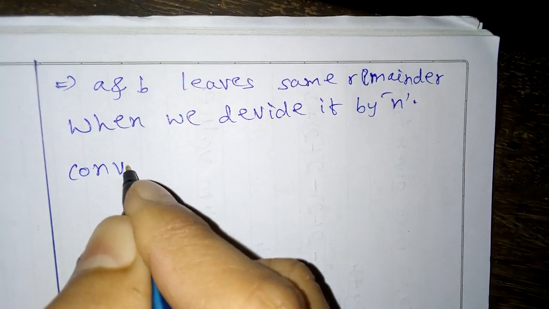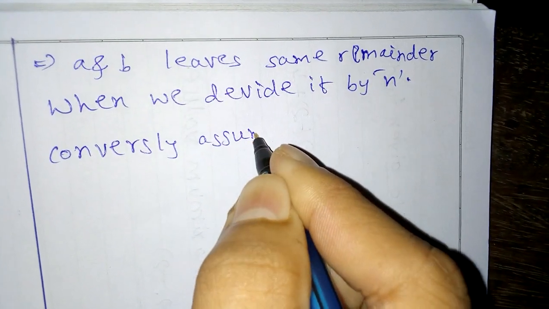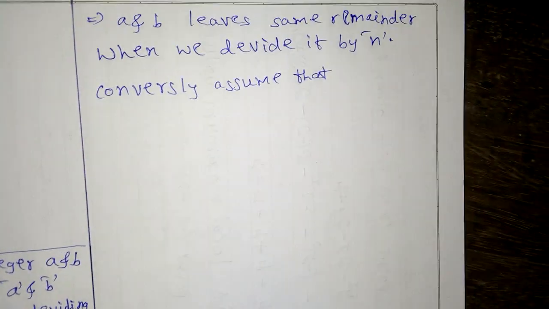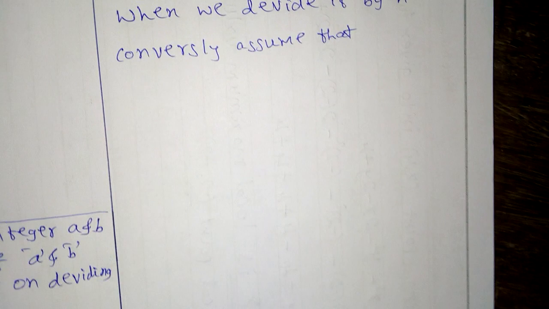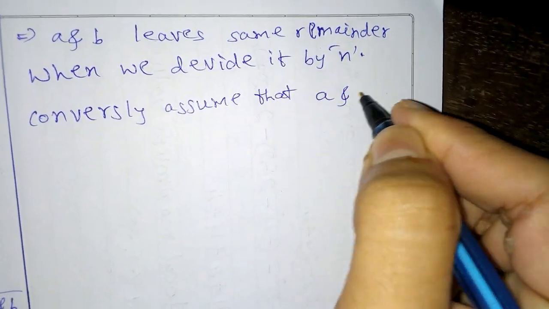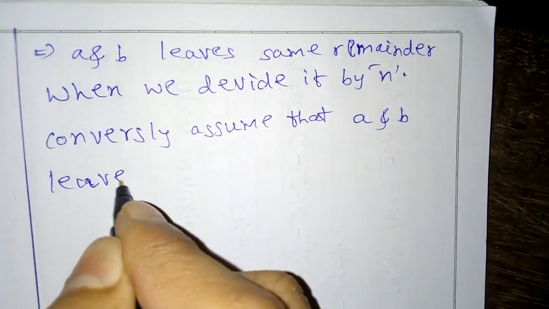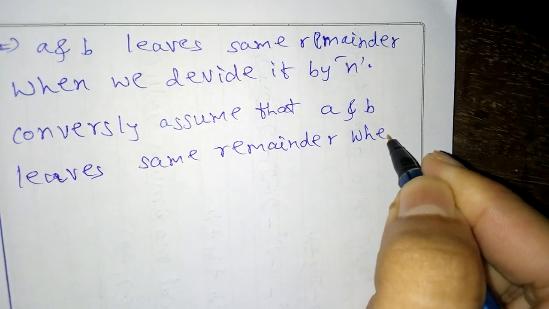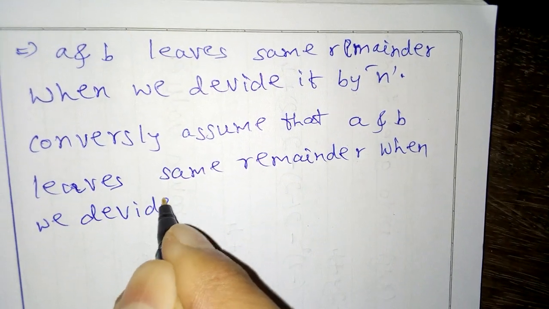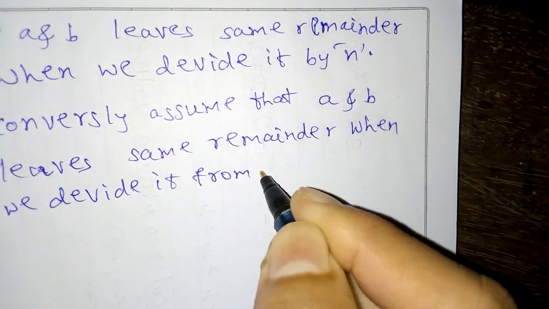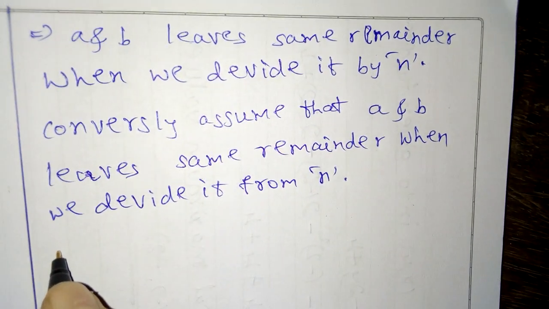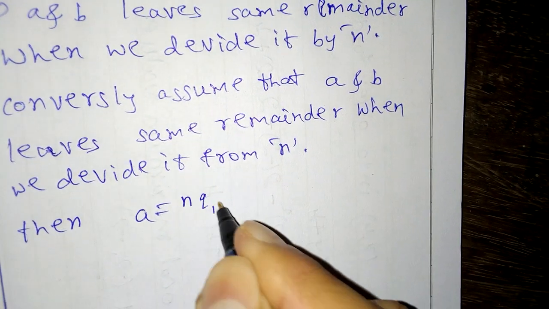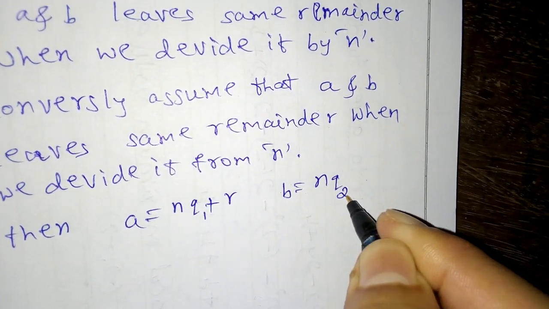Now conversely, assume that a and b leave the same remainder when we divide them by n. Then consider a is equal to nq1 plus r, and b is equal to nq2 plus r.